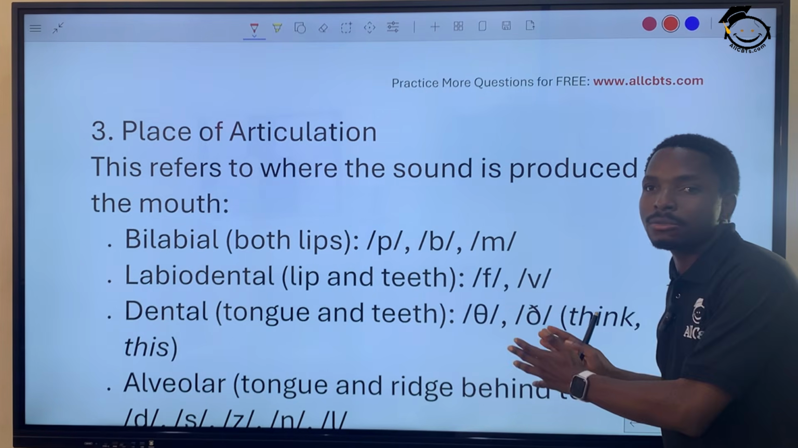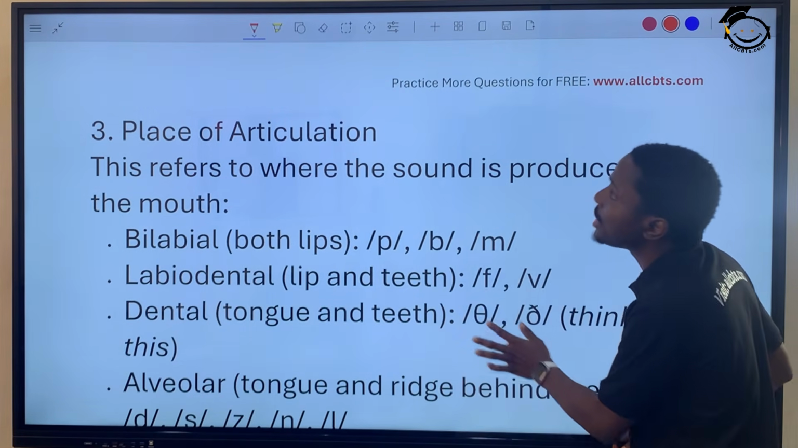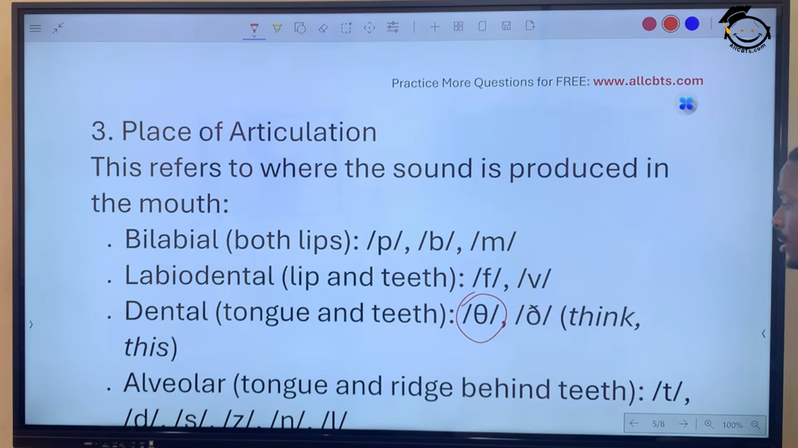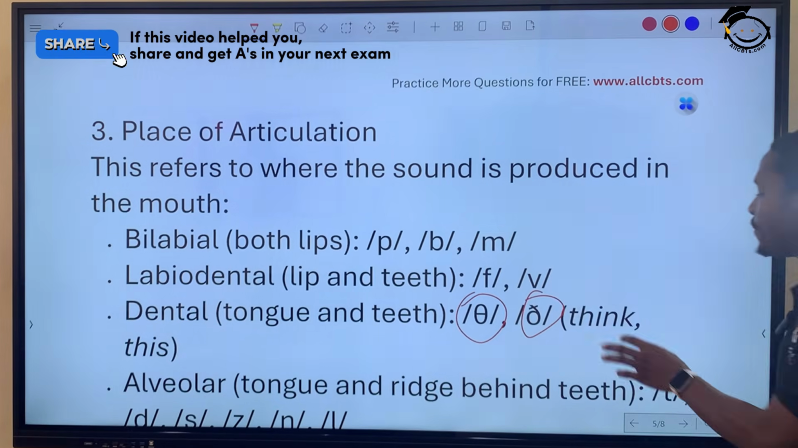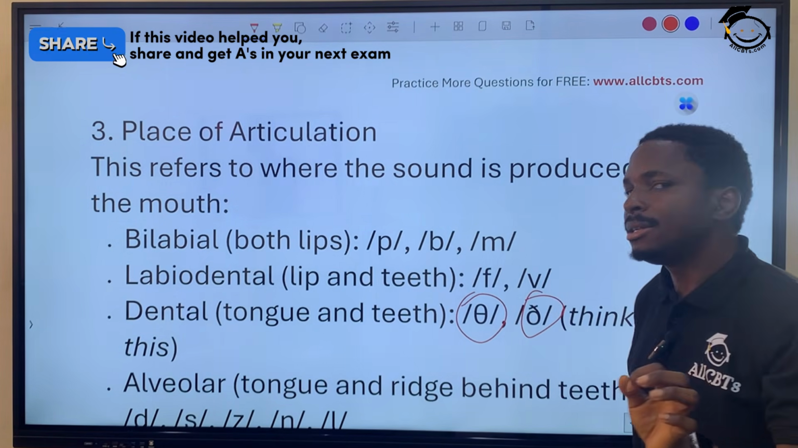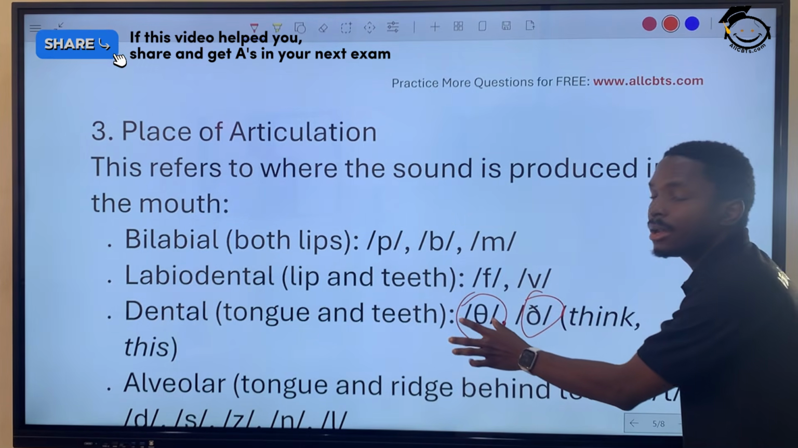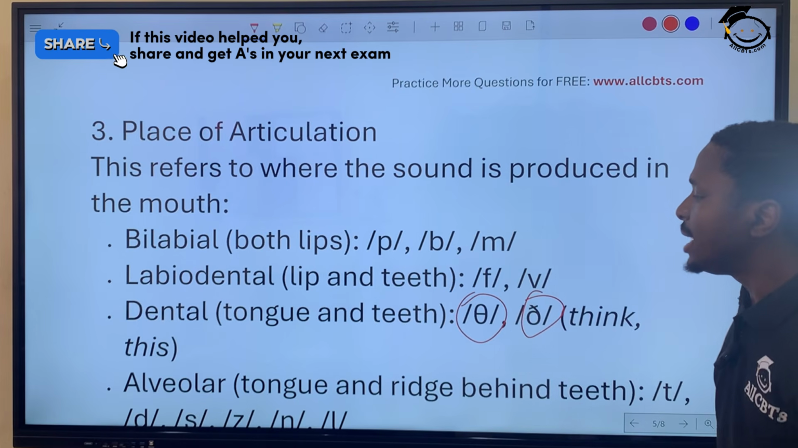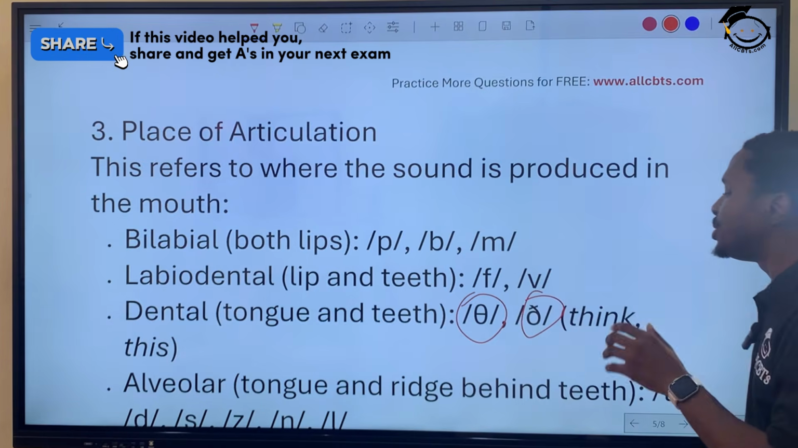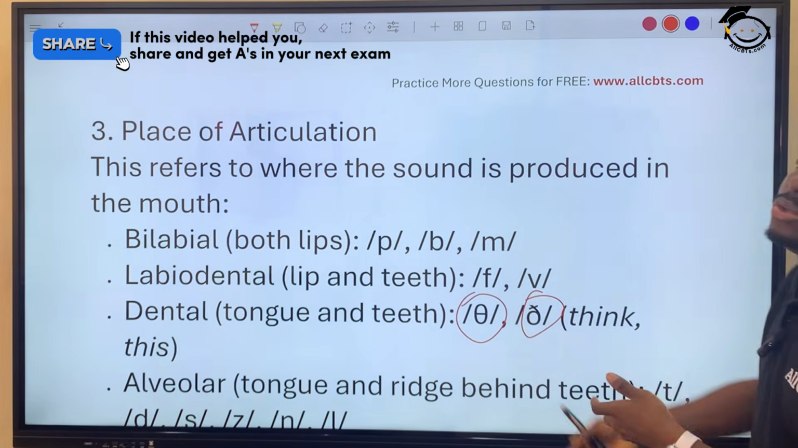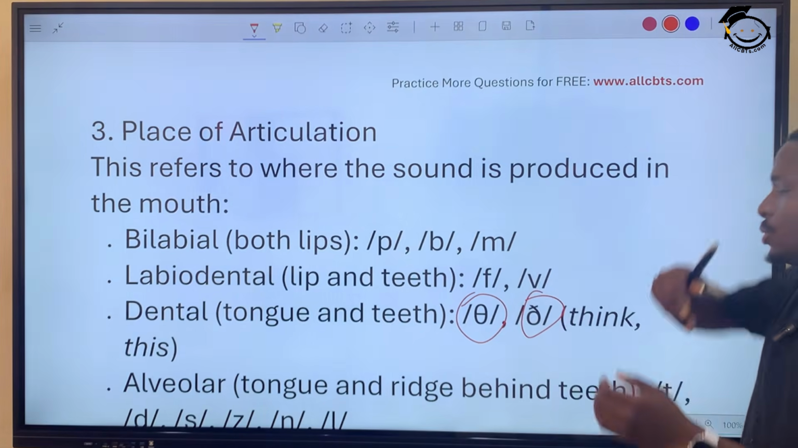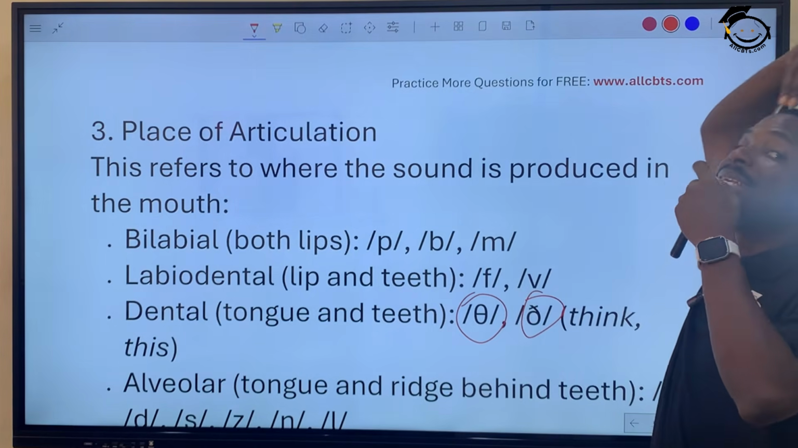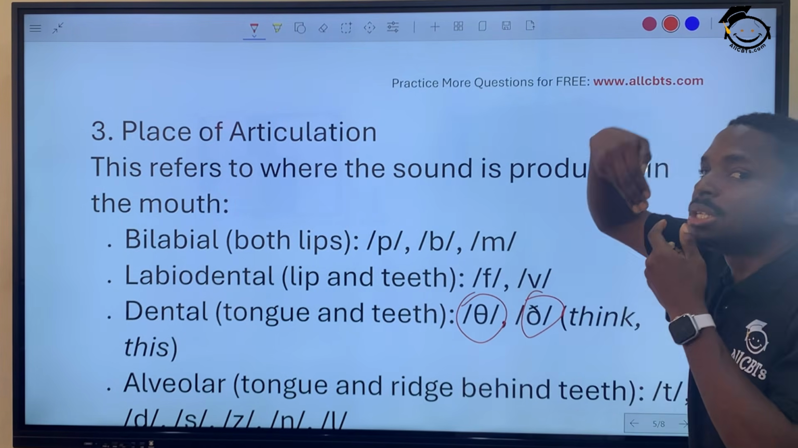to form these sounds. Now, whenever you see this sound, it is the sound. Think this. Then you have alveolar: tongue and the ridge behind the teeth. Tongue and the ridge behind the teeth. So pronounce the sound and see. You see that the tongue is hitting behind your teeth, the ridge position behind your teeth.